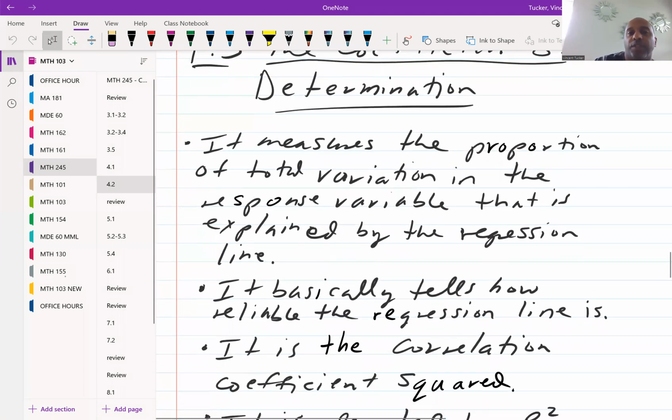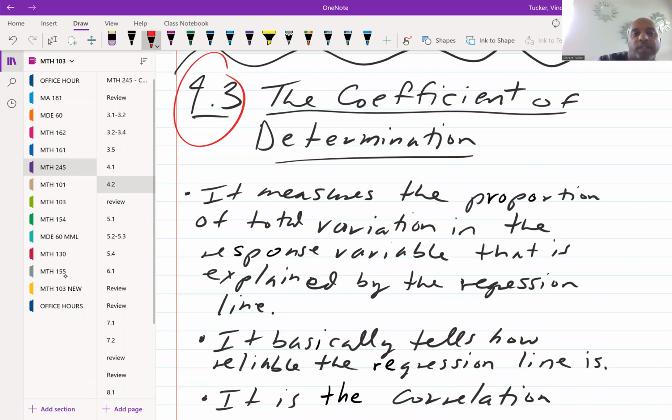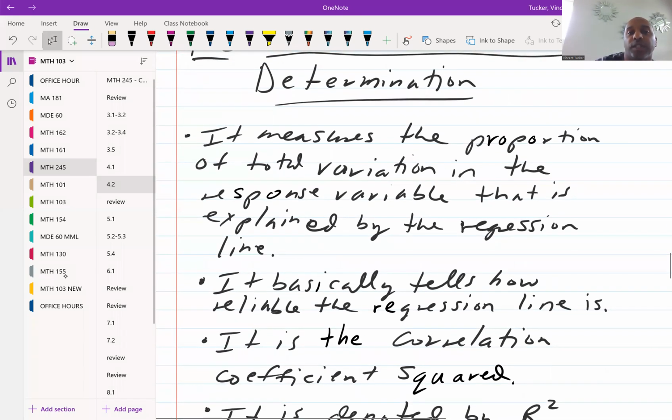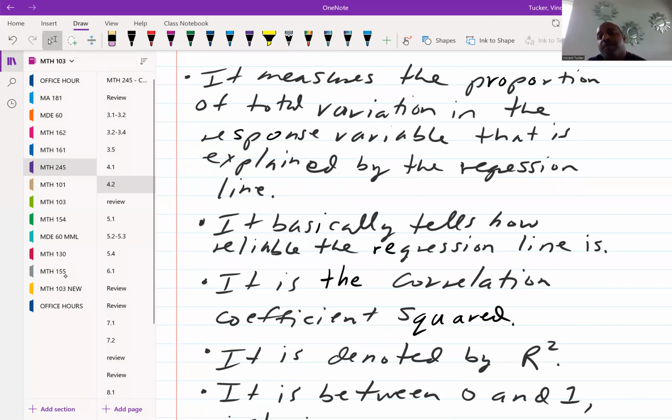All right, so let's look at the coefficient of determination. This is 4.4.3 from our other class, 245. This is 4.4 for us, still in 4.4, I should say. The coefficient of determination measures the proportion of the total variation in the response variable that is explained by the regression line. It basically tells us how reliable the regression line is. We can calculate it by finding the correlation coefficient and then squaring it. It is denoted by capital R squared.